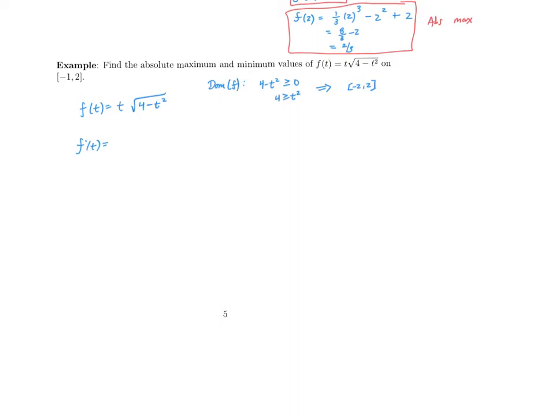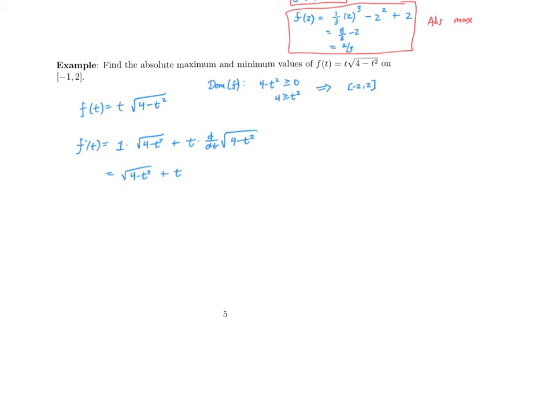So using the product rule, we think the derivative of the first times the second plus the first times the derivative of the second. Now I'm going to go ahead and just write out that derivative to make sure that we don't make any silly mistakes. So we would have the square root of 4 minus t squared, and when we differentiate the square root of 4 minus t squared, we need to use a chain rule.